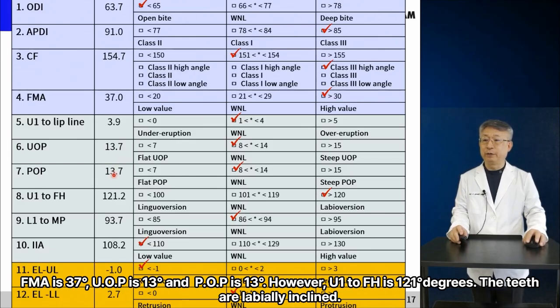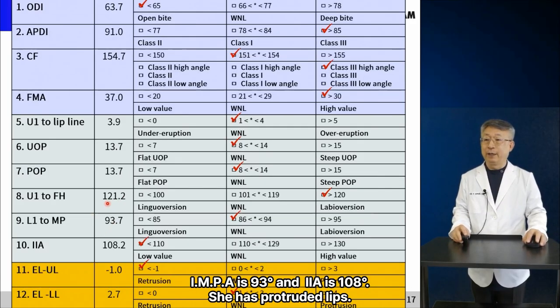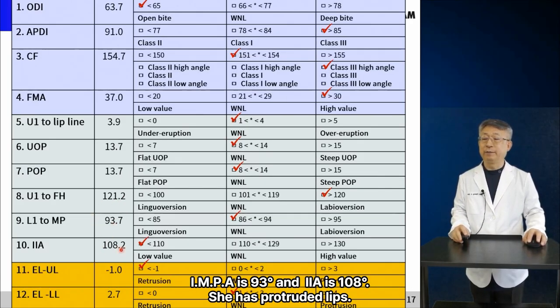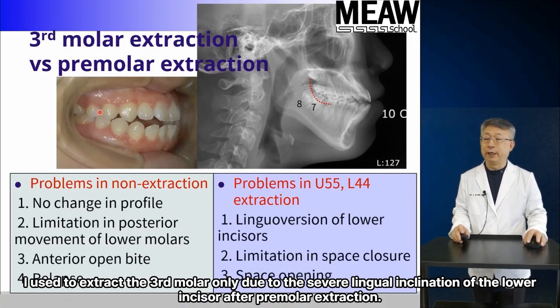However, U1 to FH is 121 degrees. The teeth are labially inclined. IMPA is 93 and IIA is 108. She has protruded lips. I used to extract the third molar only due to the severe lingual inclination of the lower incisor after premolar extraction.